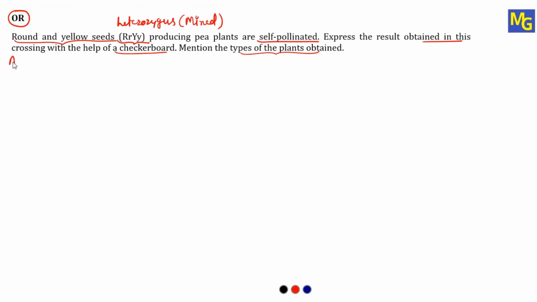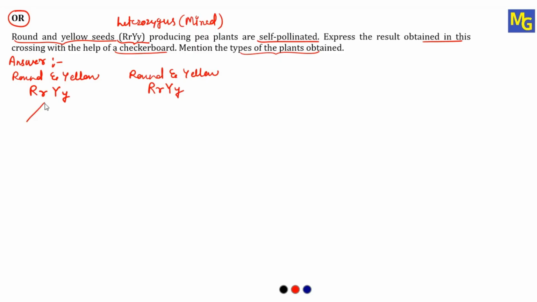So I'll write down here, answer. We are going to do self-pollination. So write down the plant, round and yellow. I'll write it once again because we are going to do self-pollination. So round and yellow. Remember the genes you have to write? Capital R, capital Y and small y. Capital R, capital Y, small y. Both are the same because we are doing self-pollination.